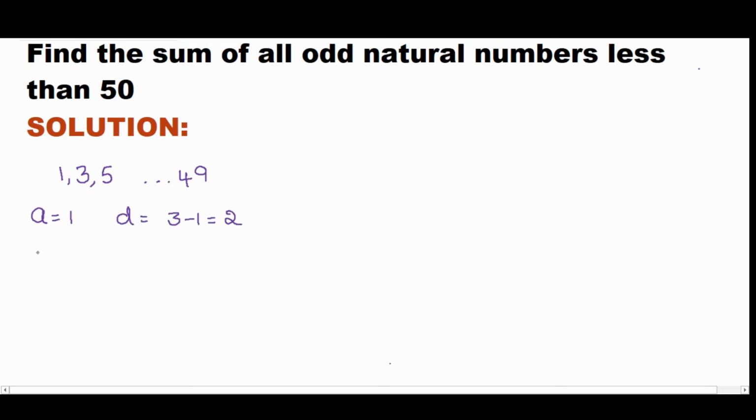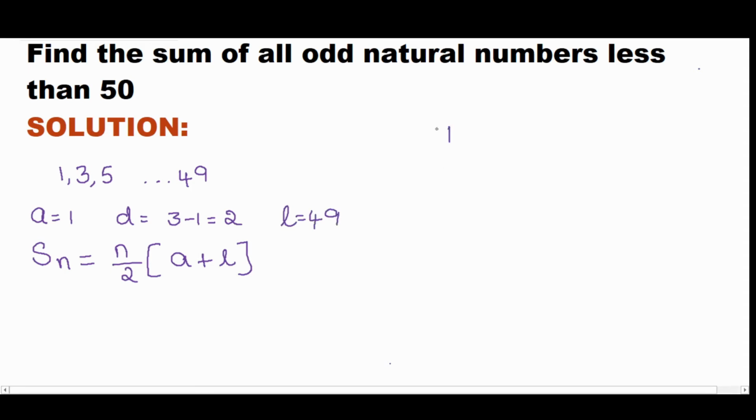We need to find the sum of these natural numbers, that is Sn is equal to n by 2 into... I can use both the formulas here. I can use this formula also, I can use another formula also. But I go with this because I know the last term there. So I know the value of A, I know the value of L also. L is nothing but it's 49 here. But I need to know what is the value of n there.